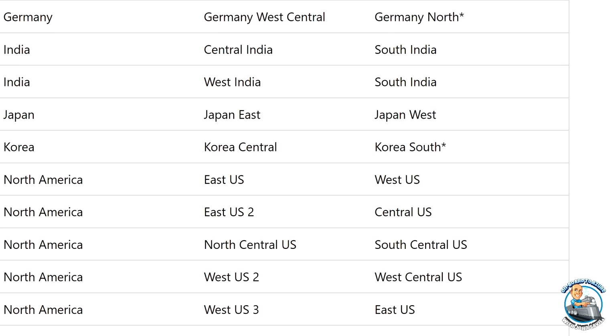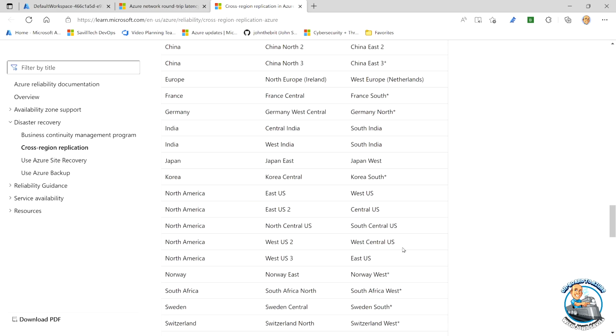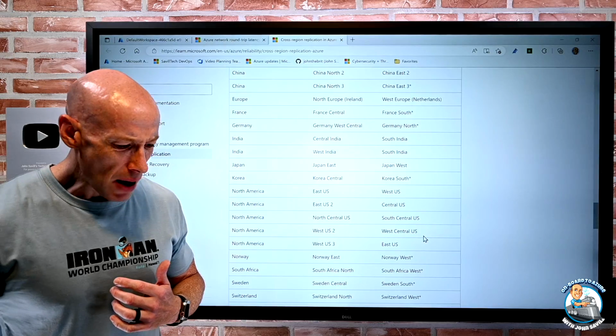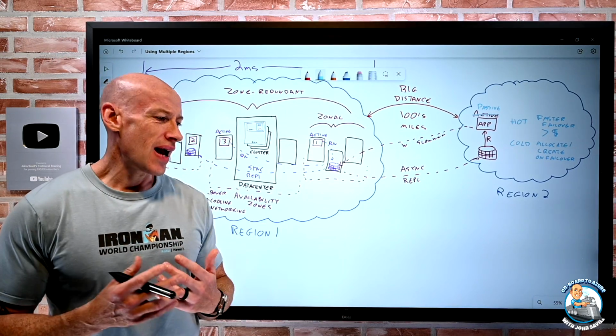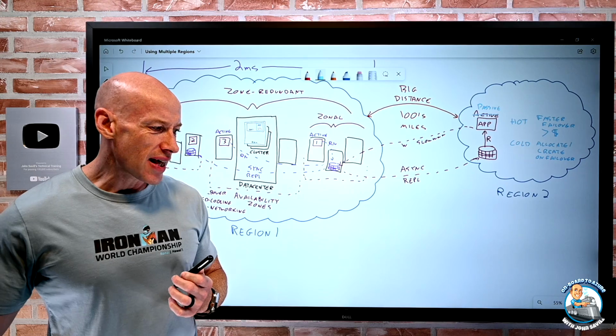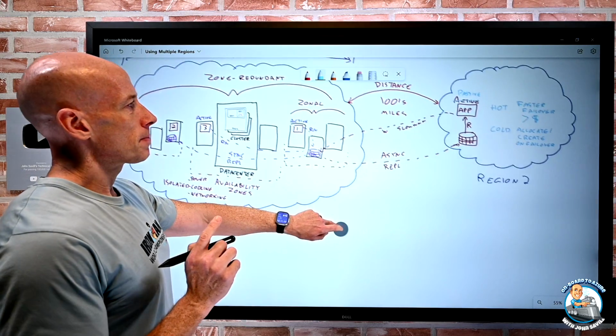So for example, I talked about East US 2 and West US 2, but actually that's not right. The natural pairing would be East US 2 and Central US. North Central US and South Central US. West US 2 and West Central US. So there are these natural pairings that Microsoft actually suggests. And we might say, well, why? Why does Microsoft have these pairings and what do they give me beyond me just picking my own? So let's look at that.